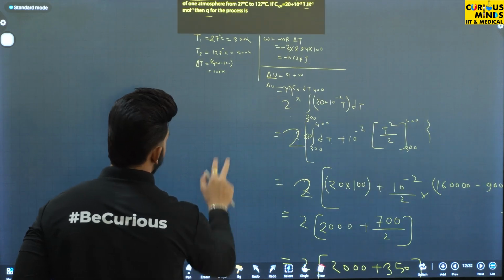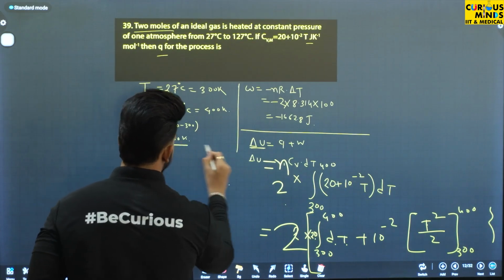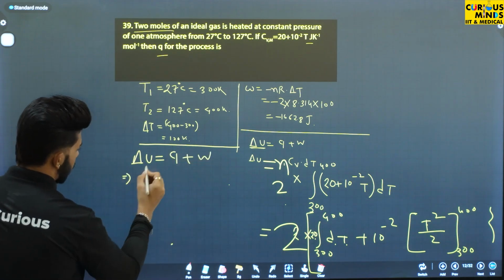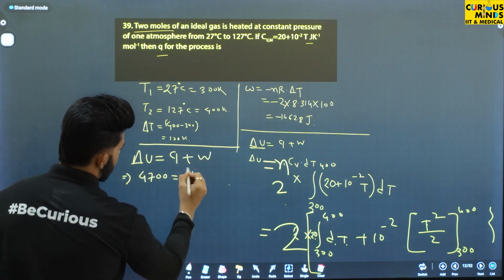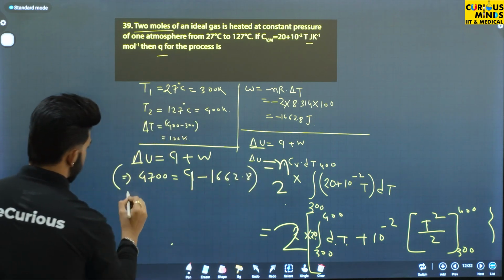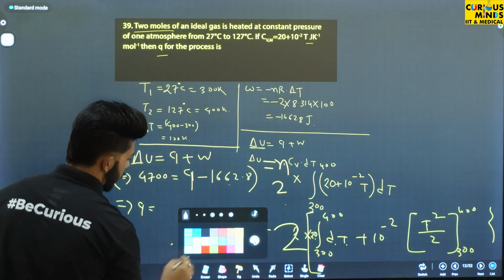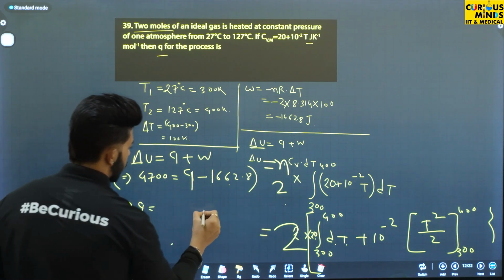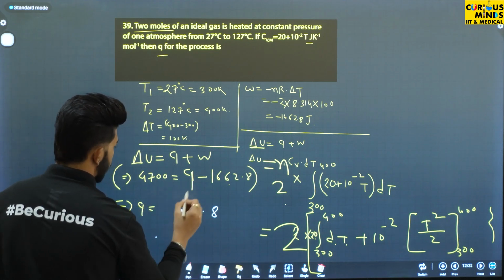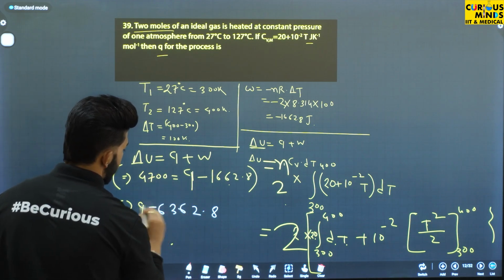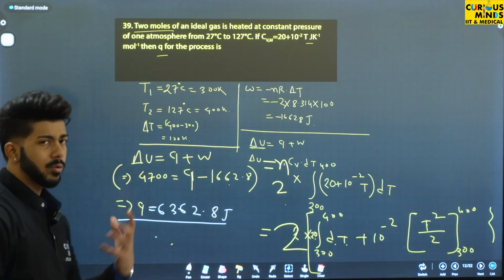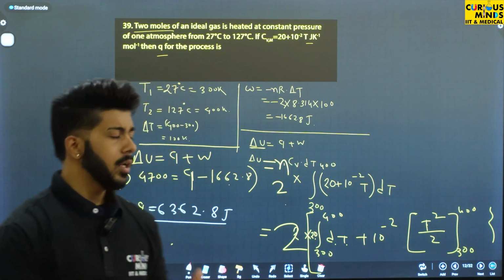So we got delta U. Now delta U equals Q plus W. The value of delta U that came is 4700 joule, equals Q plus the value of W which is minus 1662.8. So from here we get Q: Q is this plus this, it will come as plus, and therefore it will be 6362.8. That will be your answer in joule. And if the answer is asked in kilojoule, you can write it 6.3 something like that.